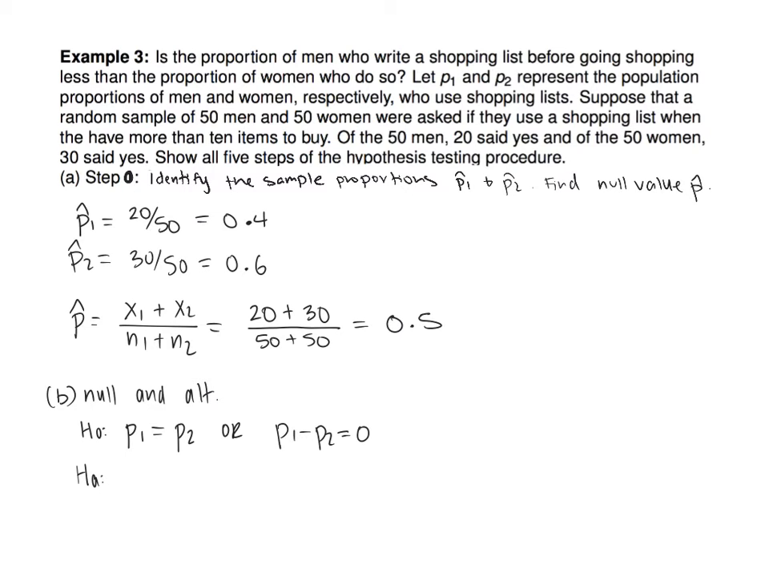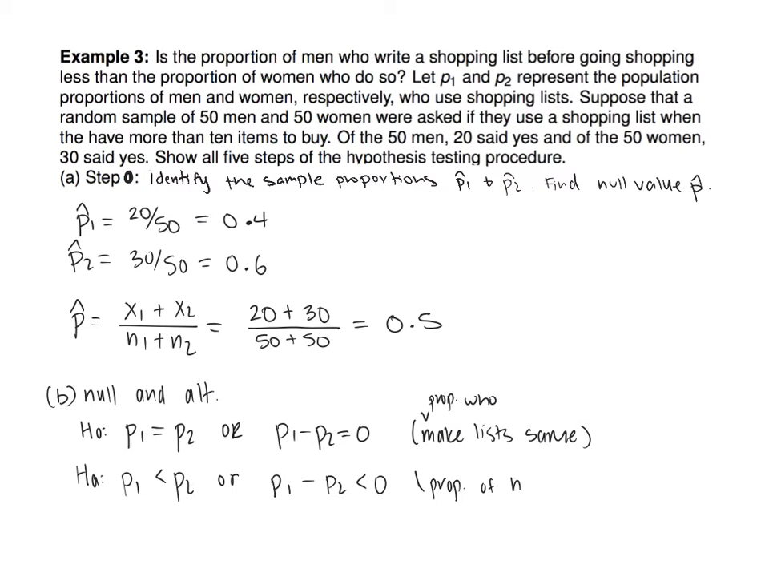HA specifically is that men make lists less frequently. So P1 is less than P2, or P1 minus P2 is less than 0. So the null says the proportion who make lists is the same. The alternative says the proportion of men making lists is less than women.